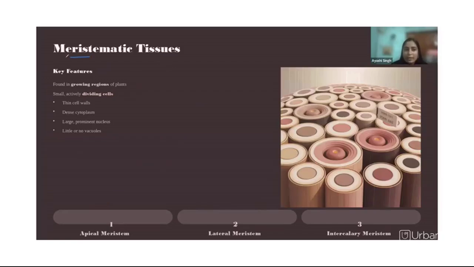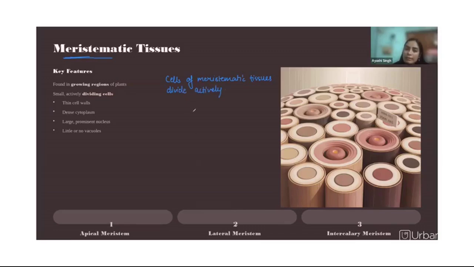Okay, so specifically about meristematic tissues, the cells of meristematic tissues grow, you can say, or you can say actively divide. Okay, so let me just erase cells of meristematic tissues divide actively. What do we mean by that?